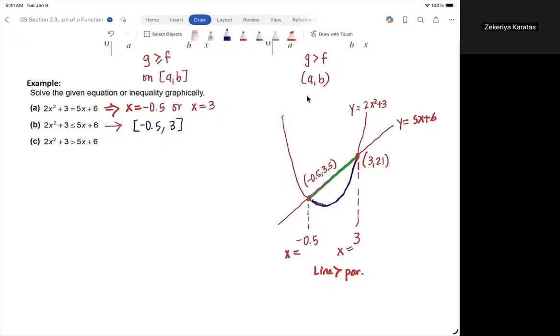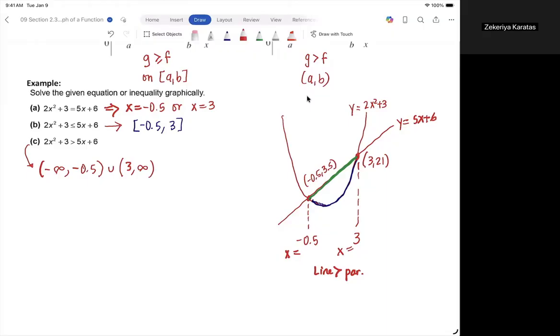Line is bigger. In the last one, you want the parabola to be bigger. Parabola is bigger on the outside. So it's kind of like up to negative 0.5 and after 3. So that means the solution to part C will be negative infinity to negative 0.5, parentheses, because it's strictly greater than, equality is not included, union starts at 3 and goes to infinity. So that's what we have for this one.